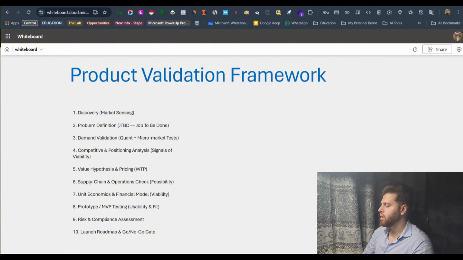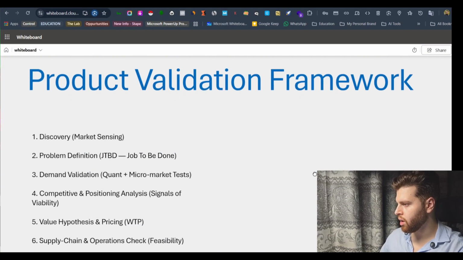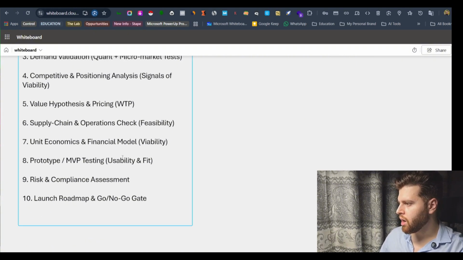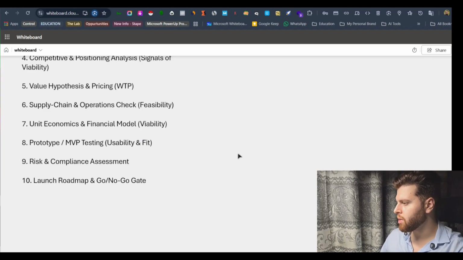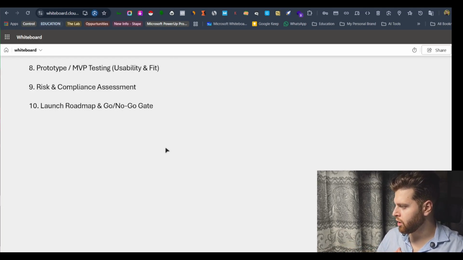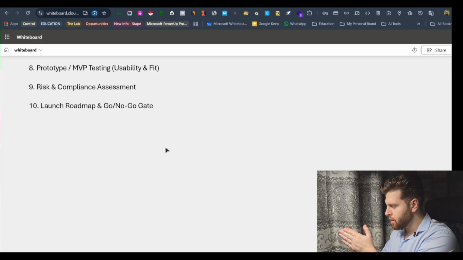So when we're doing a product validation for a new product, there are 10 stages that we should go through. Just very quick: discovery, problem definition, demand validation, competition analysis, value and pricing, supply chain and operation, unit economics and financial model, MVP, risk and compliance, and then go or no-go gate or launch roadmap. So these are the stages that you go through, and all of these are major check marks. Under each major check mark, there are 5 micro check marks. So you check the 5 marks under each major check mark, and then you can pass to the next stage.